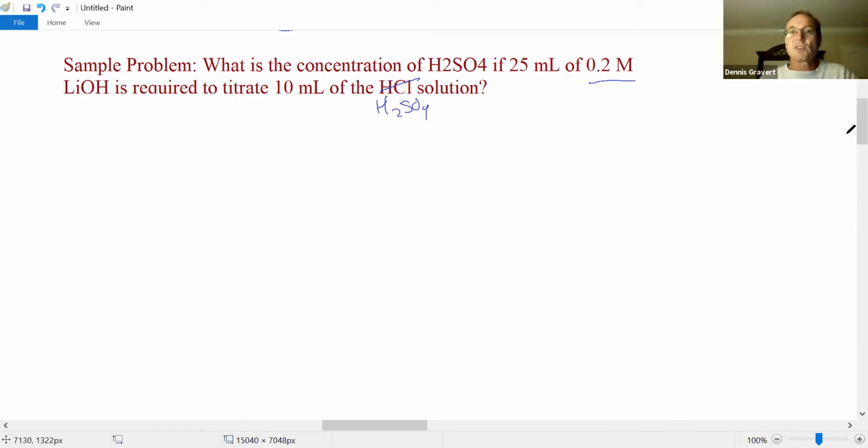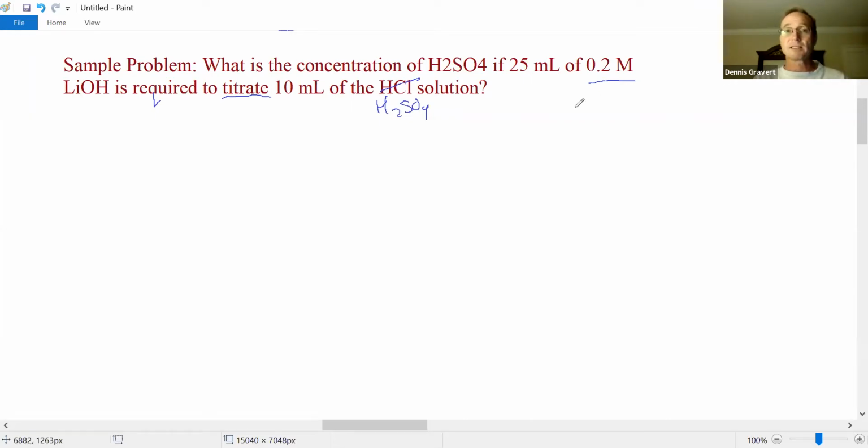Okay, so this is the phrasing that I'll keep on the exam if I ask about titration. And using the word titration in the question, that'll be a good clue. All right, so the question reads, what is the concentration of H2SO4 if 25 milliliters of 0.2 molar lithium hydroxide is required to titrate 10 milliliters of the sulfuric acid solution? Try using dimensional analysis to help you answer this question.